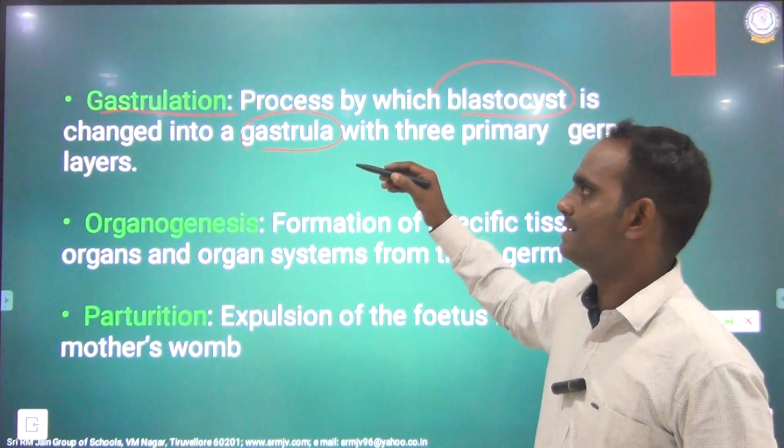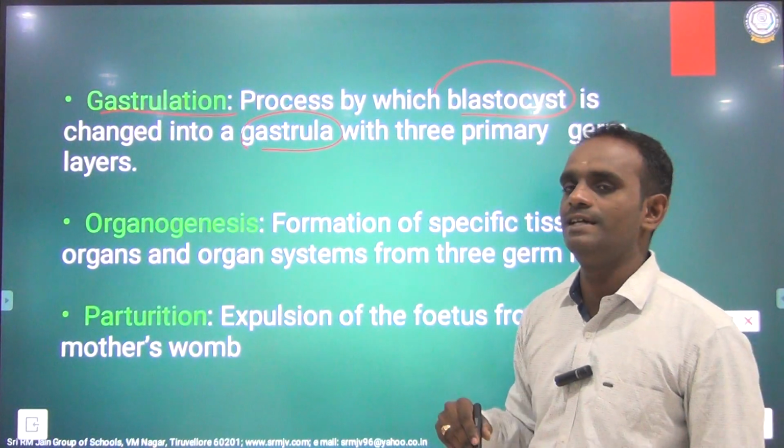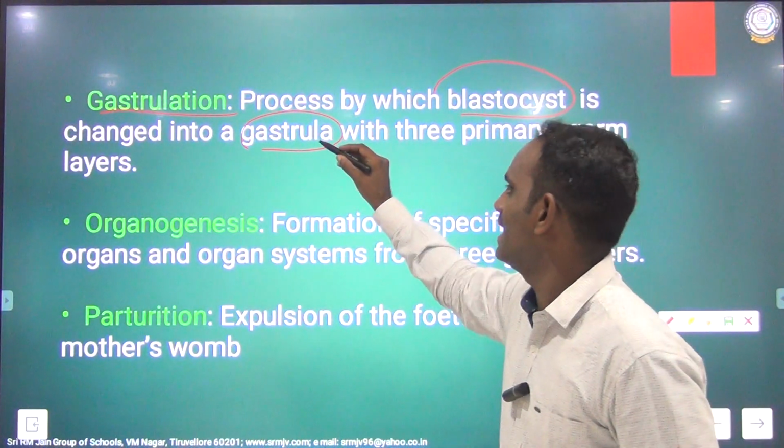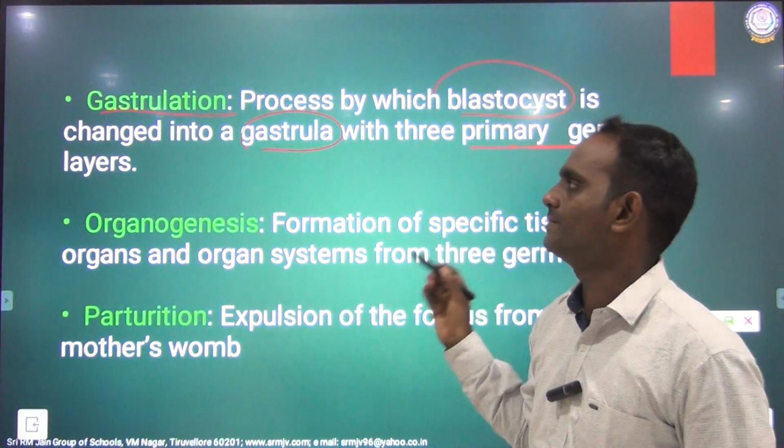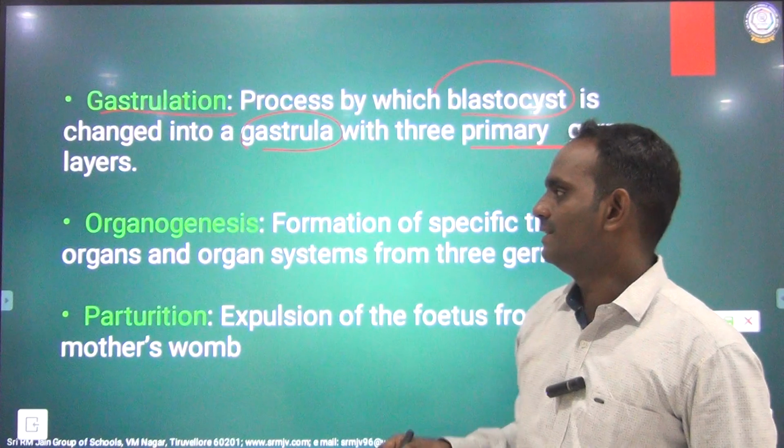Once again I am repeating, the process by which the blastocyst is changed into gastrula with the 3 primary germ layers is called gastrulation.